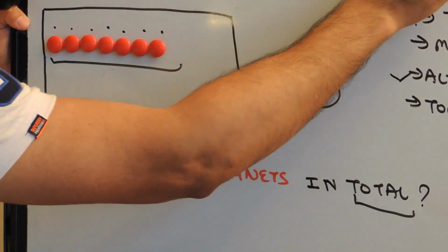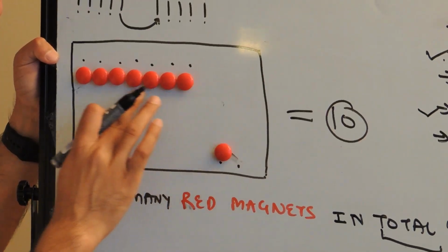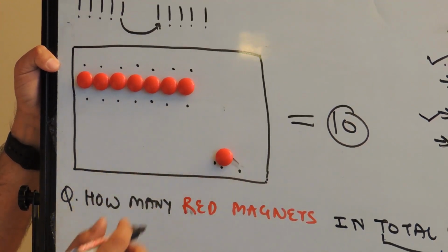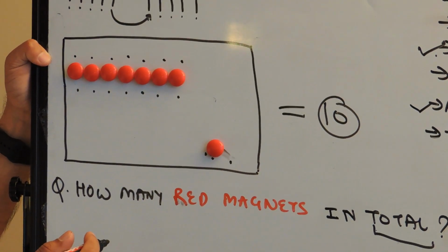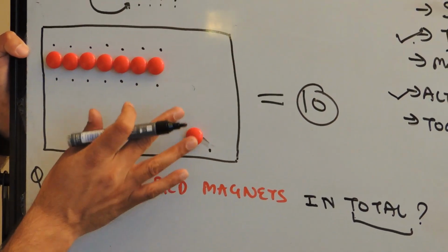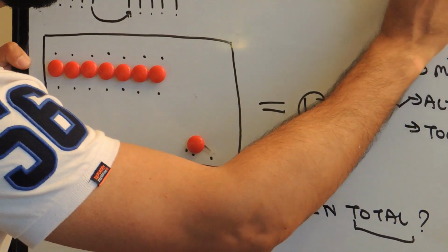If you take one more, 1, 2, 3, 4, 5, 6, 7, 8. So now we have how many total red magnets? 8. So we have 8, right? But the thing is inside the box. But that's what I'm saying.